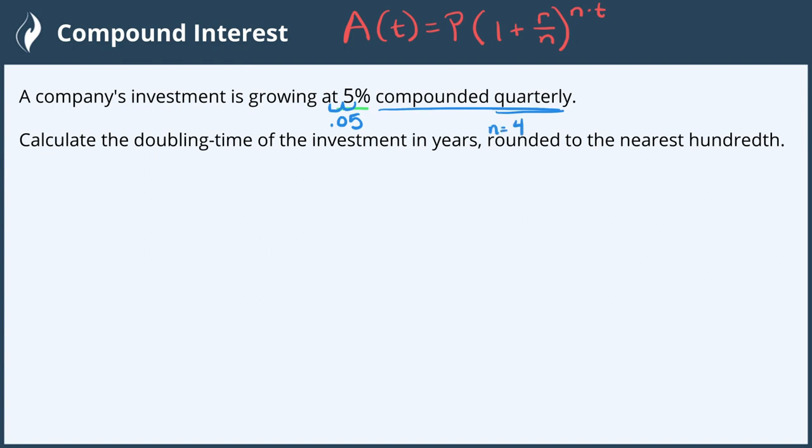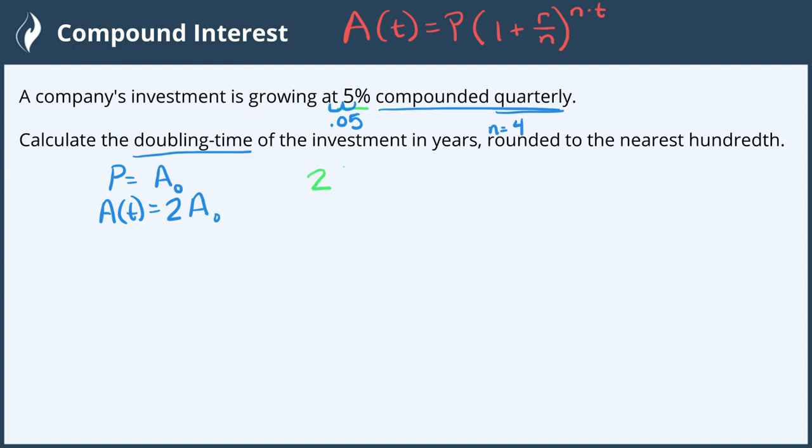Now we are asked to calculate doubling time of the investment. This means that the final amount is twice the original amount. This means if my principal, the initial amount or amount at time 0, is represented by a sub 0 or a naught, then our amount final or a sub t will be twice that starting amount, a sub 0 or a at time 0. Now we can substitute everything we have into our equation.